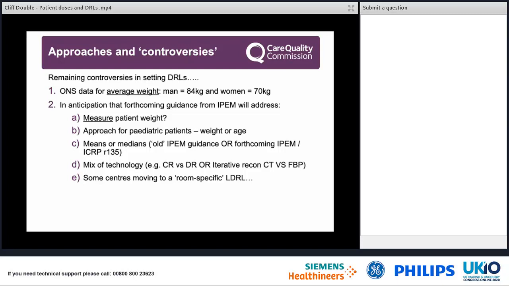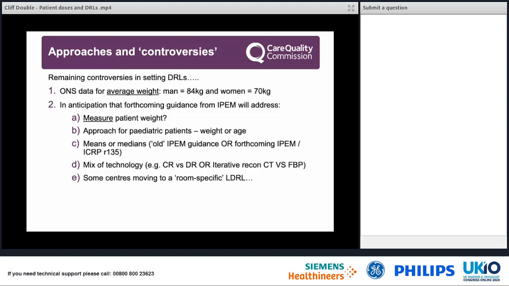This is one that's not bothered me, but I'm aware that it could be a particular issue, is when you have a mix of technologies within your department. For example, old CR systems and a brand new DR, or in CT, if you've got a brand new 256 slice iterative reconstruction CT and a 7 or 8 year old machine, 16 slice with filtered back projection, you're going to get a wildly different dose result with the new scanner compared to the old, and that puts you in a difficult position if your dose survey accounts for the same examination from both scanners.